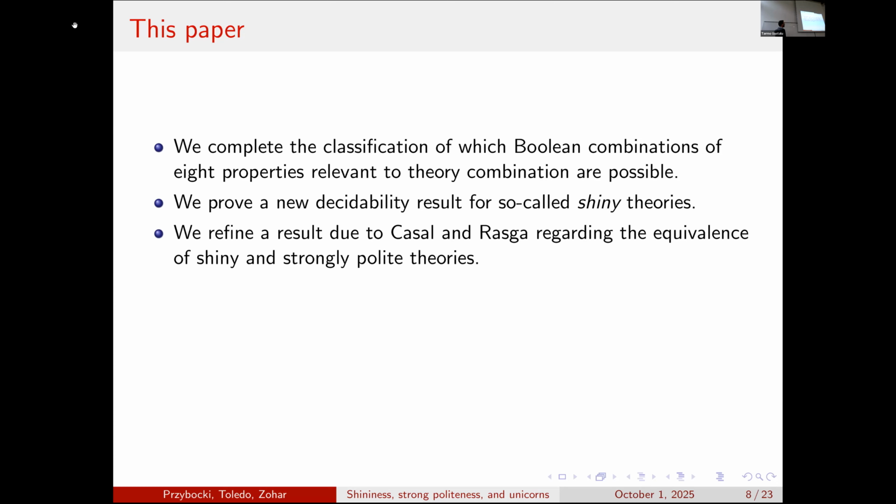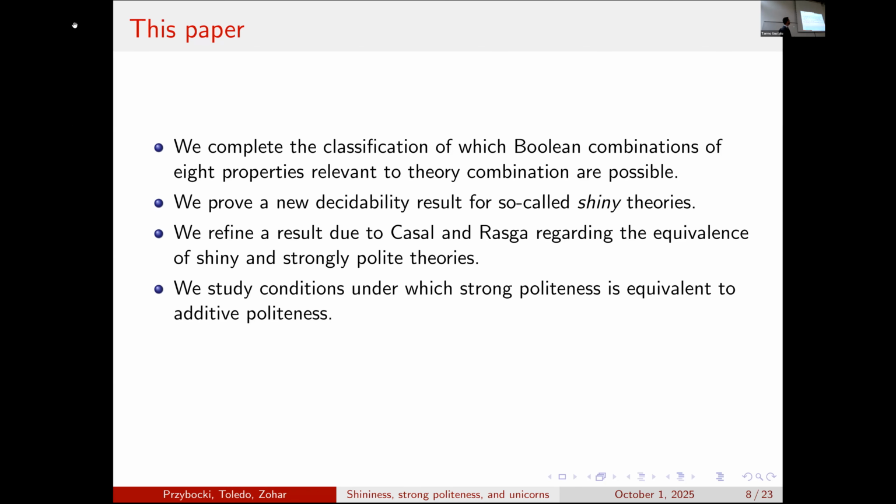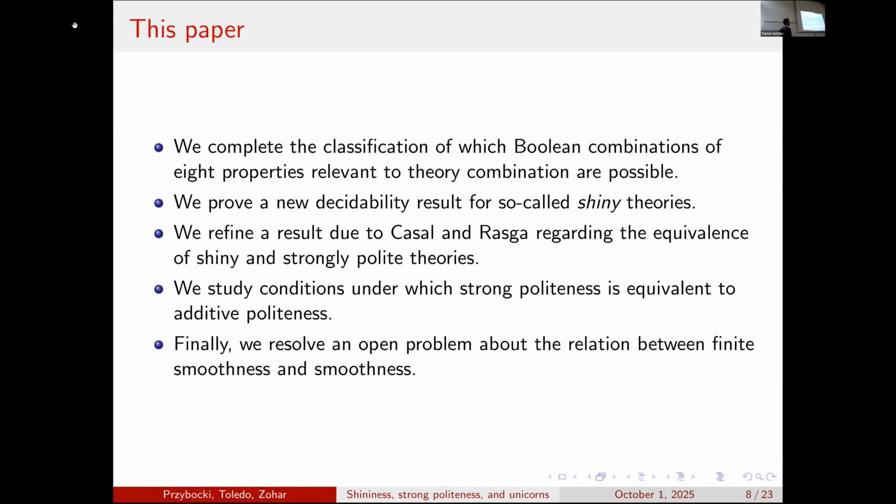We also refine a result due to Casal and Hasga regarding the equivalence of shiny and strongly polite theories. So you know what strong politeness is now, but shininess turns out to be equivalent to that modulo some assumption, and we examine what happens when you drop that assumption. Then we study conditions under which strong politeness is equivalent to additive politeness. So conveniently, we all just learned what additive politeness is, and we coincidentally were also investigating the relation between these two notions. And finally, we resolve an open problem about the relation between what they call finite smoothness and smoothness.